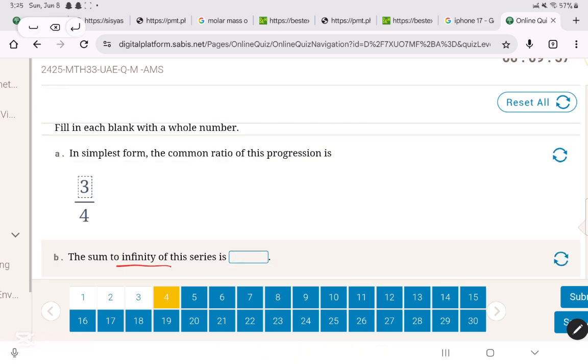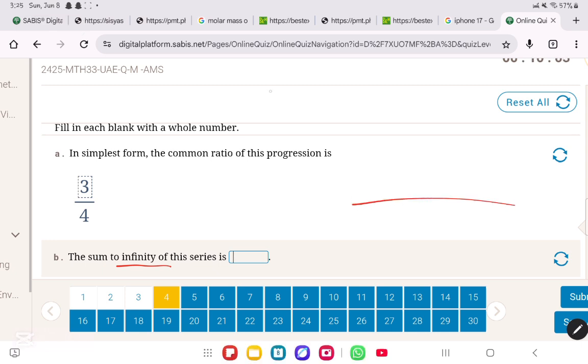Now the sum to infinity of this series. How do we find the sum to infinity of this series? Very simply, to find the sum to infinity, it is g1 over 1 minus r.